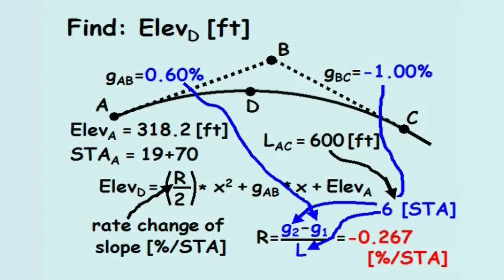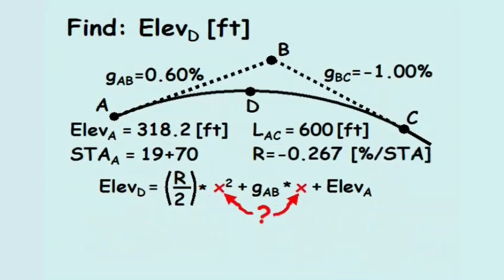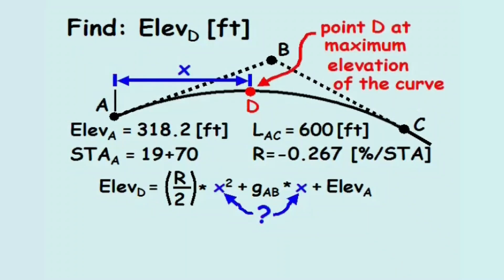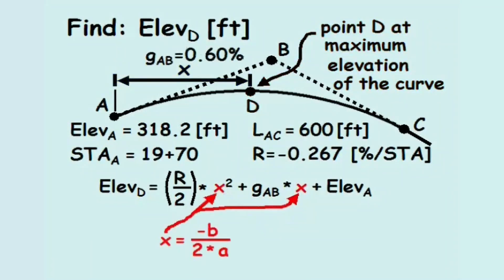Now, the only remaining unknown variable on the right-hand side of the equation is x. X refers to the distance from the beginning of the curve to the point of interest, which is point D. Since the problem states that point D is at the maximum elevation on the curve, we know that x equals negative b divided by 2 times a.